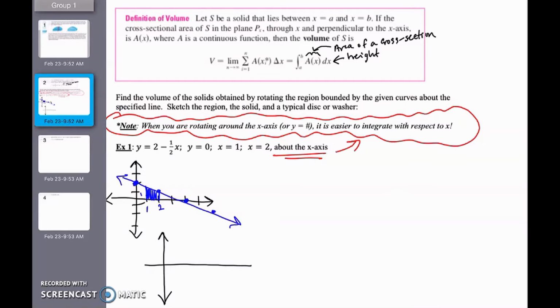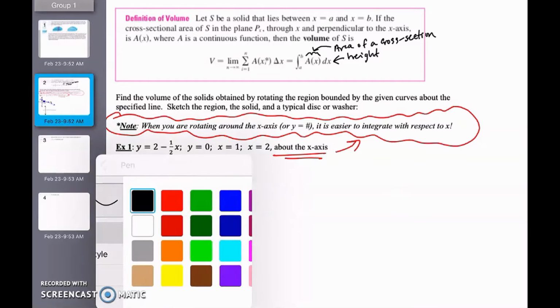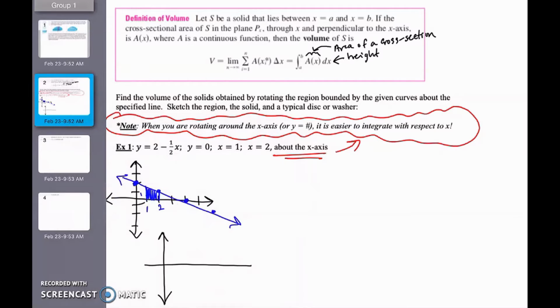So here's my little chunk of area right here, I guess we'll call it, from 1 to 2. And if I'm rotating it about the x-axis, you have to kind of envision that this is being spun around. This little piece is being spun around, and so it's going to create something that looks like this, right?